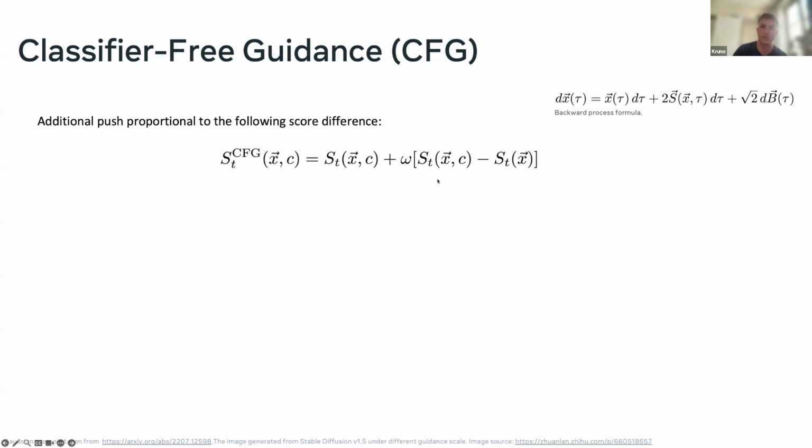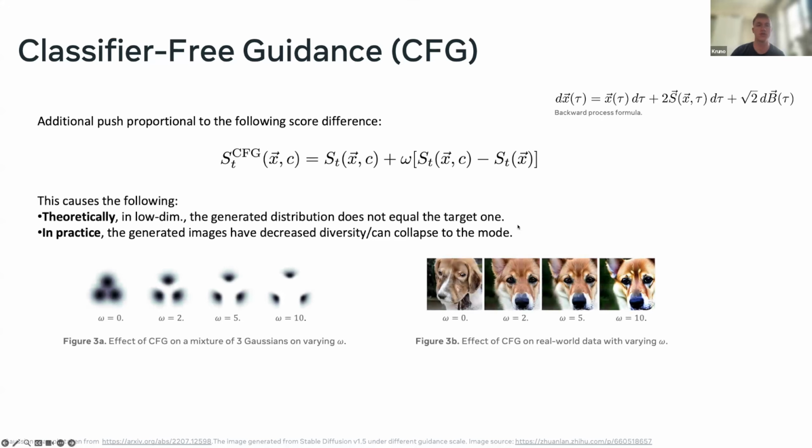So basically this says I want to push further towards the mode of my distribution corresponding to that class, and I want to push away from the mean of the data. You can always think of score functions as some sort of force field that is pushing you towards the high density regions. Using classifier-free guidance, it has been shown theoretically in one and low dimensions that the generated distribution is not going to equal the correct one that we want to generate. I'm going to get a bit further into this in a second.